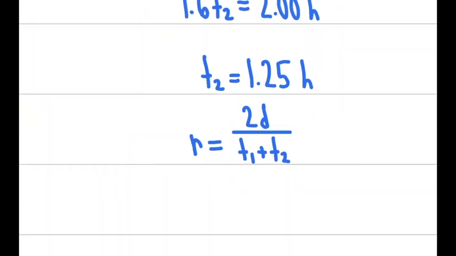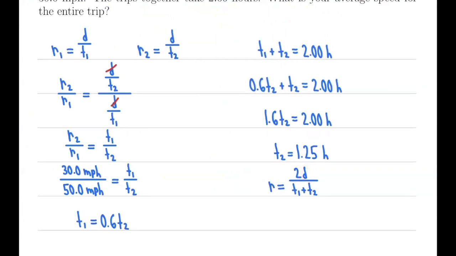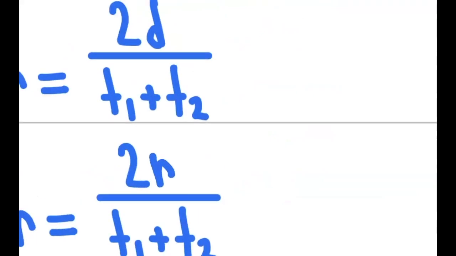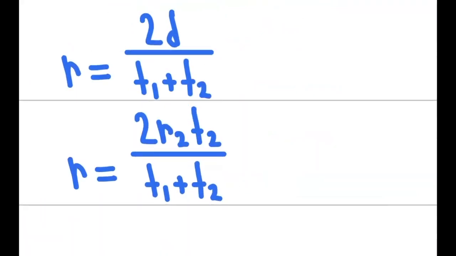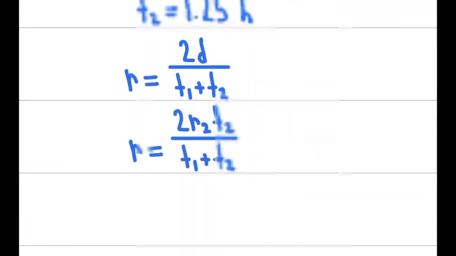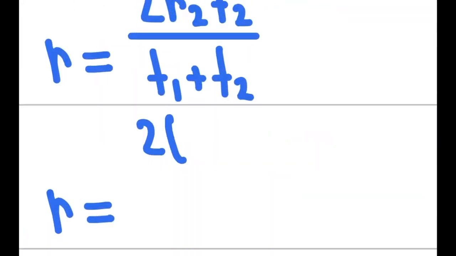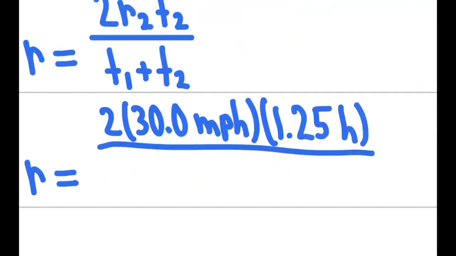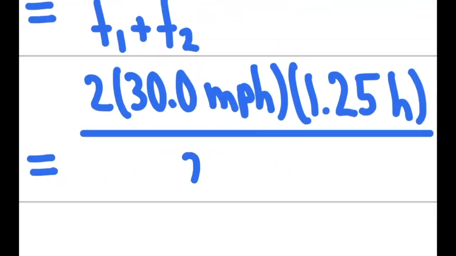Exactly. So the distance, we can just rearrange one of these equations. Since I know T2, I'm going to go with this equation. So D is just R2 times T2 if you rearrange it. So I'm going to replace D right here with R2 times T2. So we have everything. I just need to plug it all in. We got 2 times R2, which is 30 miles per hour, times T2, 1.25 hours. And the total time, T1 plus T2, that's 2 hours.